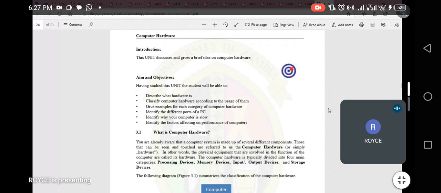Also to identify different ports of a PC. The other one is to identify why your computer is slow, and also to identify the factors affecting the performance of a computer. Okay, so what is a computer hardware? Any ideas what a computer hardware is?